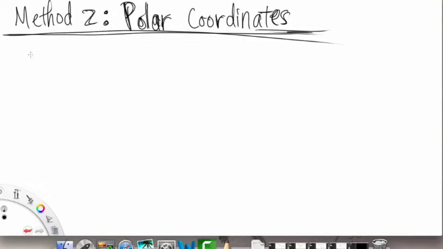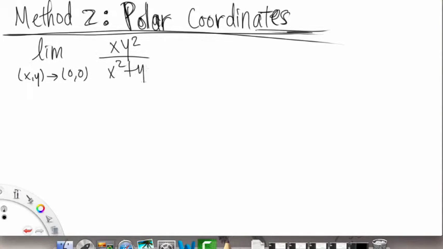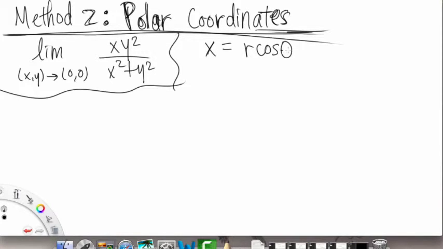So polar coordinates. First of all, let's rewrite our problem. We're trying to find the limit as (x, y) goes to (0, 0) of xy squared over x squared plus y squared. Okay, so here's our problem. Now let's review a little bit what polar coordinates are and how you convert from rectangular to polar. So x, y, and z are rectangular coordinates, and polar coordinates are r and theta. Okay. So x is equal to r cosine theta. Our y is equal to r sine theta.